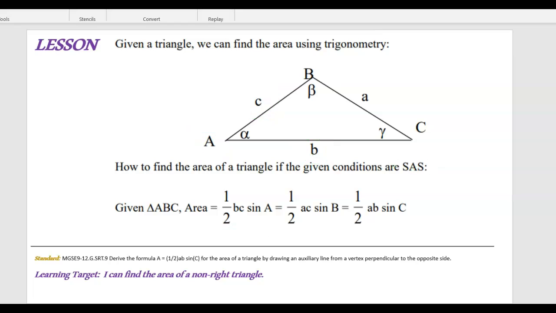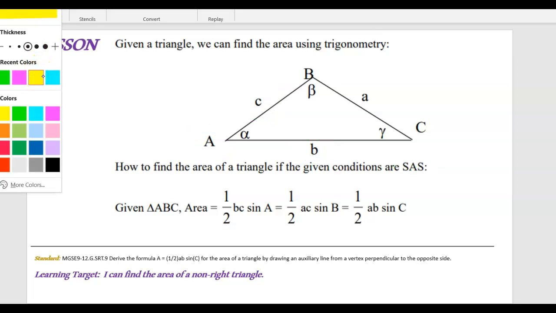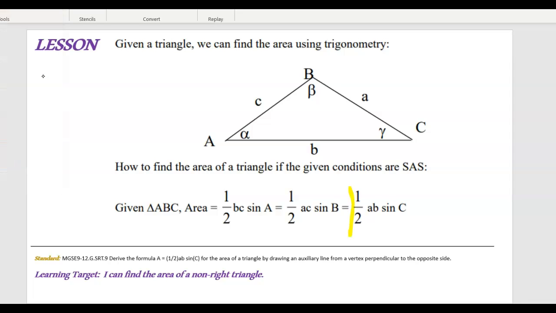Let me show you another iteration of it. So if I want to use, for example, this iteration, I would have two sides, A and B, and then angle C. So I would have 1/2 times A times B times sine of C. So using this formula is really easy. You just have to know when to use it and how to substitute the values in. You've got to be kind of careful with that.